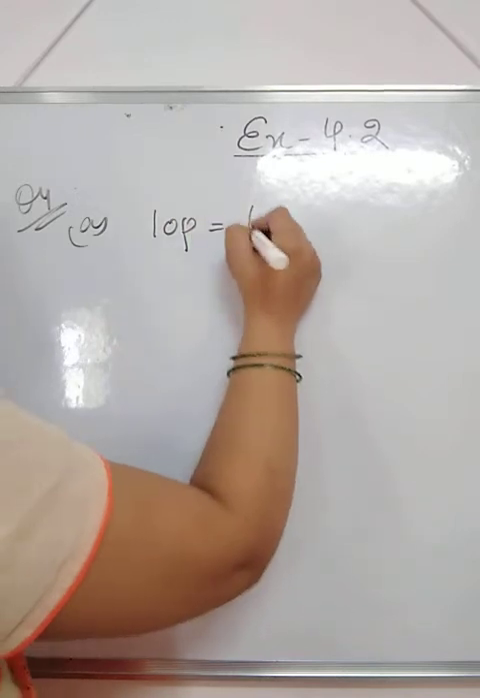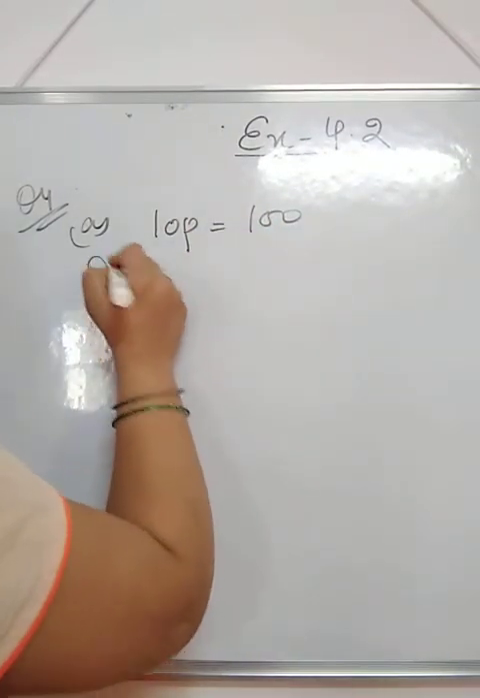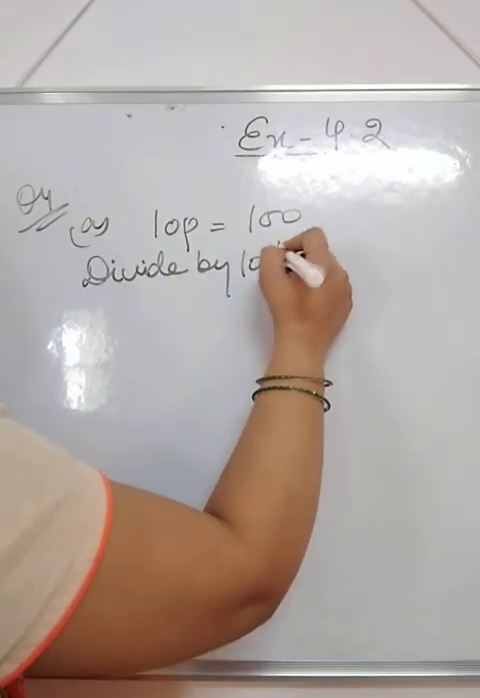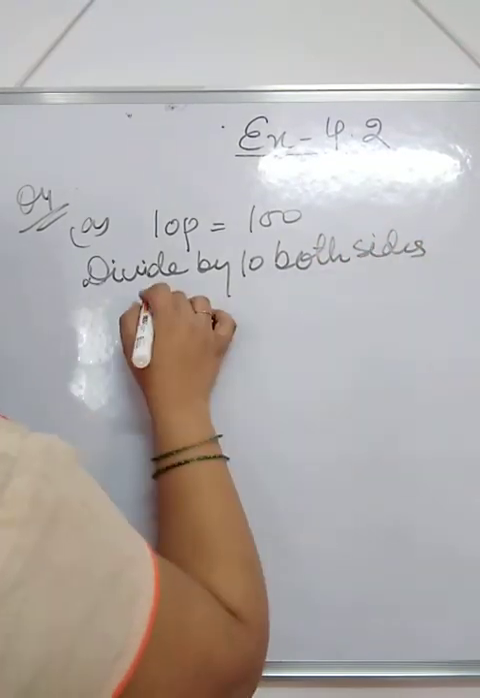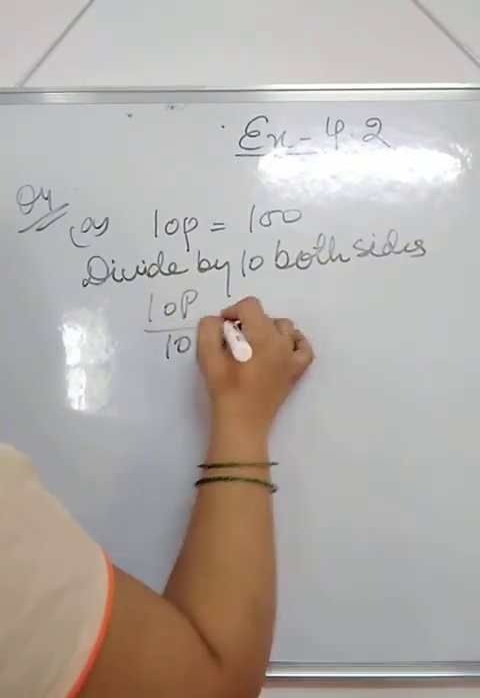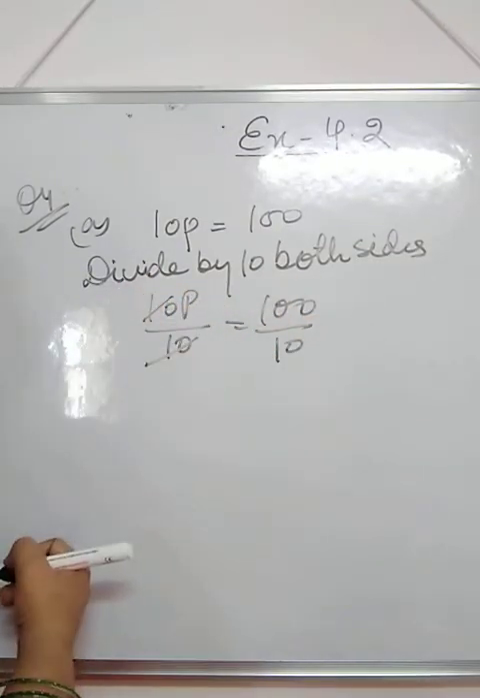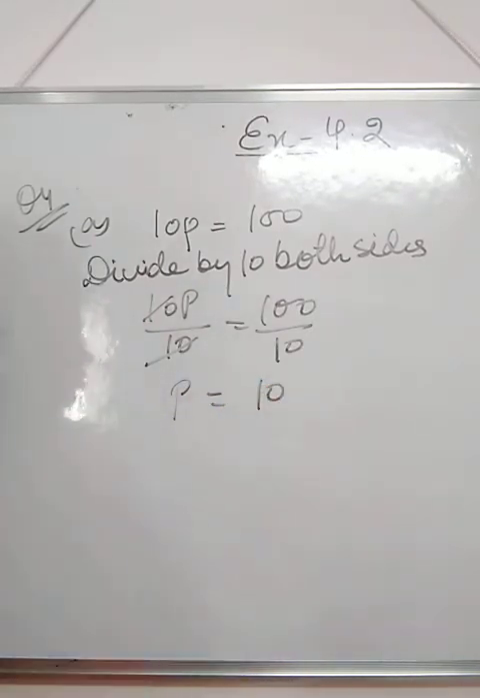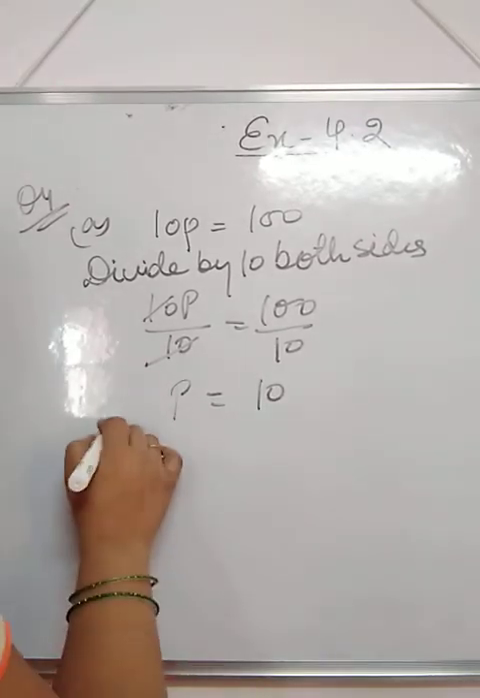10p is equal to 100. 10 is in multiplication with p, so we have to divide by 10 both sides. 10p upon 10 is equal to 100 upon 10. This 10 is cancelled with this 10. Now p is equal to 10 is the solution of this equation. Okay. Now come to B part.